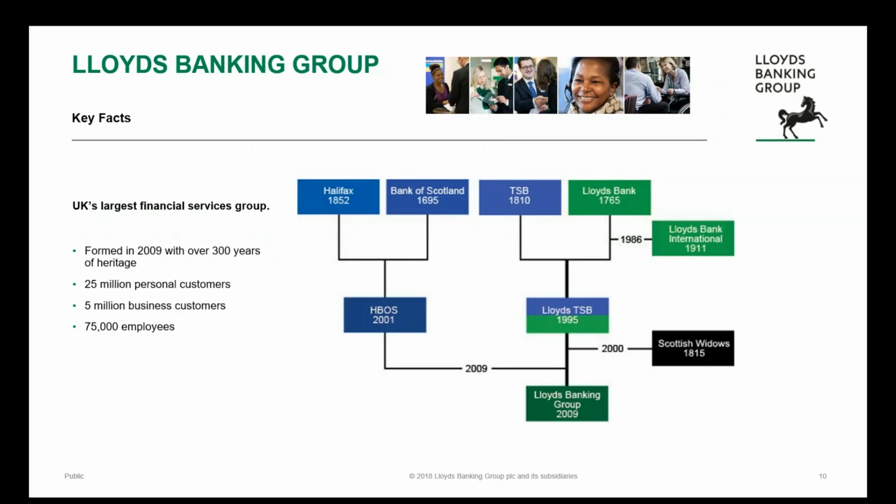So in view of the fact that we've got a large audience, I'll explain a little about Lloyds Banking Group. A lot of you won't be UK based, so you may not have heard about us, but we're the UK's largest financial services group. We go back over 300 years based on mergers of various precursor banks effectively. And we've 25 million personal customers and 5 million business customers. So we're obviously a large organisation.